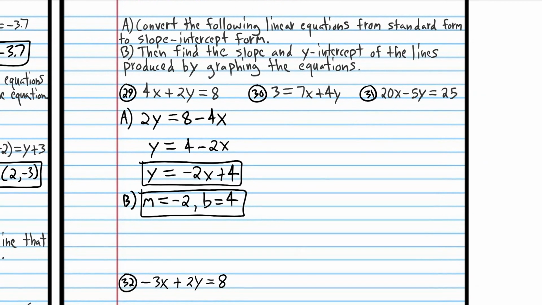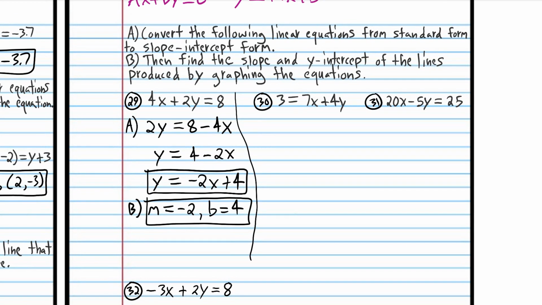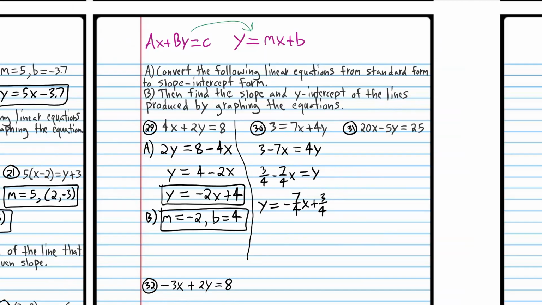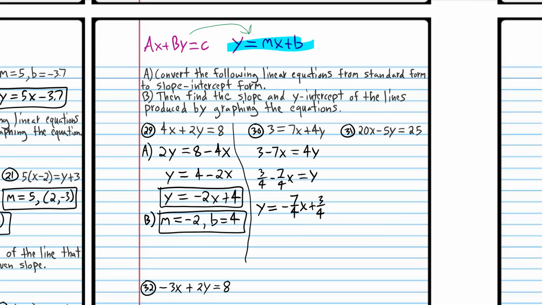All right, so number 30. Again, we want to get the y by itself, so we're going to subtract 7x from both sides. Then we're going to divide both sides by 4, and we get 3/4 minus 7/4 x equals y. Again, you have to divide each term. And then we can just flip it around to make it more familiar. We want to write the x term first and then the y-intercept because it's traditional to do it that way. It'll be more familiar to you in reference to this equation up here.